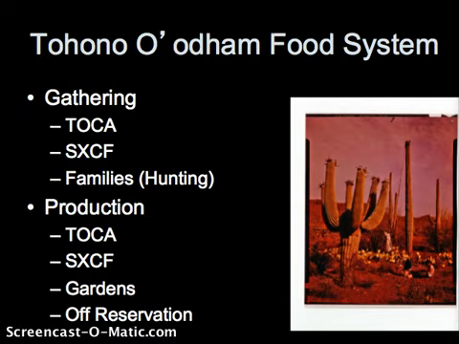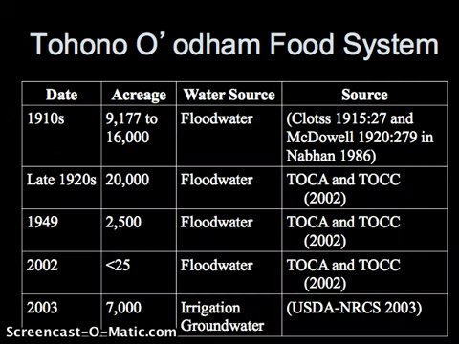Today, individuals participate in gathering both through organizations as well as families, and production occurs through organizations as well as families and at the community level as well. The O'odham food system has changed quite a bit over time. We can see a clear shift from floodwater farming in the 1910s all the way up to 2003, where we see a major shift to irrigation groundwater. And this reliance, of course, ties into the overall dependence on water and the drawing down of aquifer and underground resources of water, which are not renewable at the extent to which they're being withdrawn today.